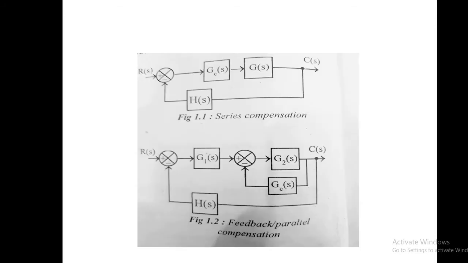Compensators may be series compensators and parallel compensators or feedback compensators. In module 1 and 2 we are dealing with the series compensation. G of S is the original process or forward transfer block. To improve the specifications or the performance of the system, we are designing compensators and it is added in series with the process or original system. See the figure 1.1.